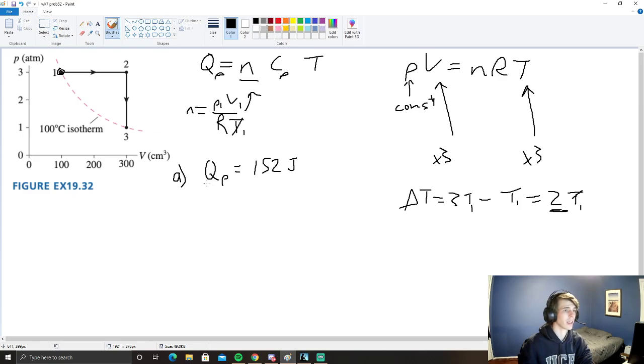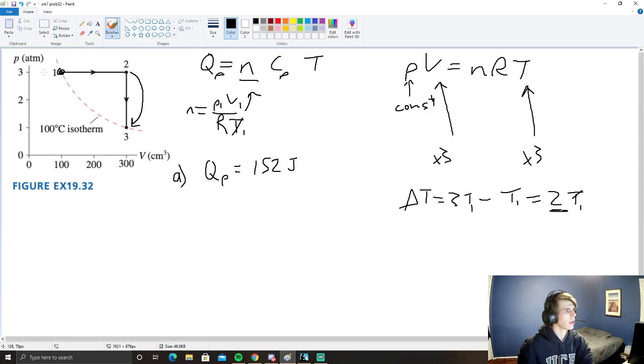For B, it's a very similar process. There's actually a shortcut you can use, just dividing this number by 1.67 and then inverting it will give you the answer. But we'll do it the hard way. So in that case, we're going from 2 to 3. We still don't know why the temperature changed, so again, we'll use this same process.